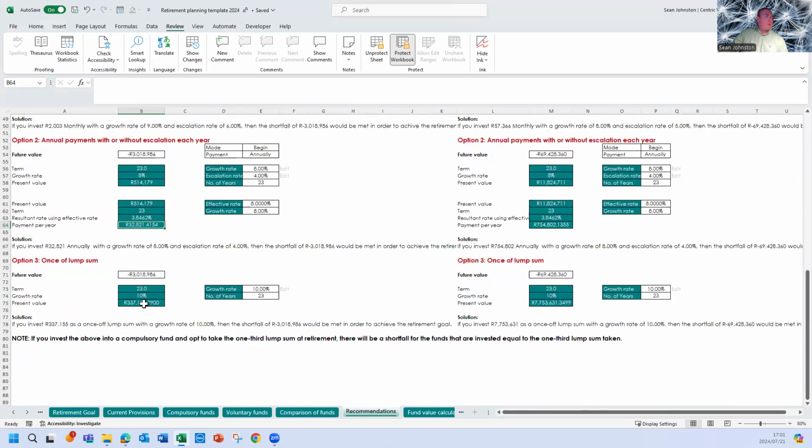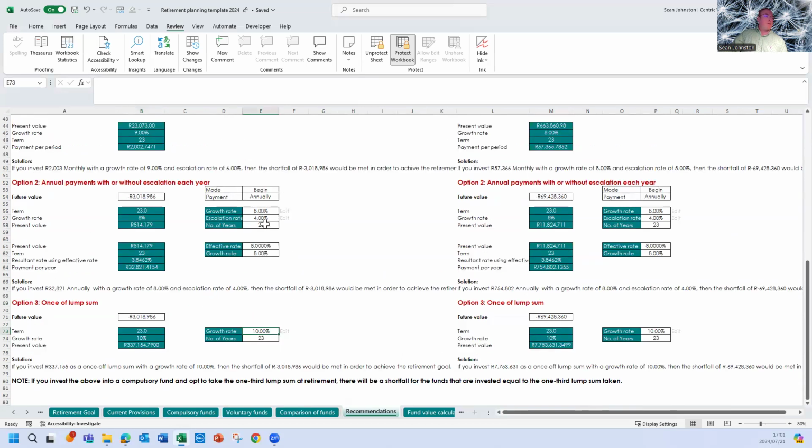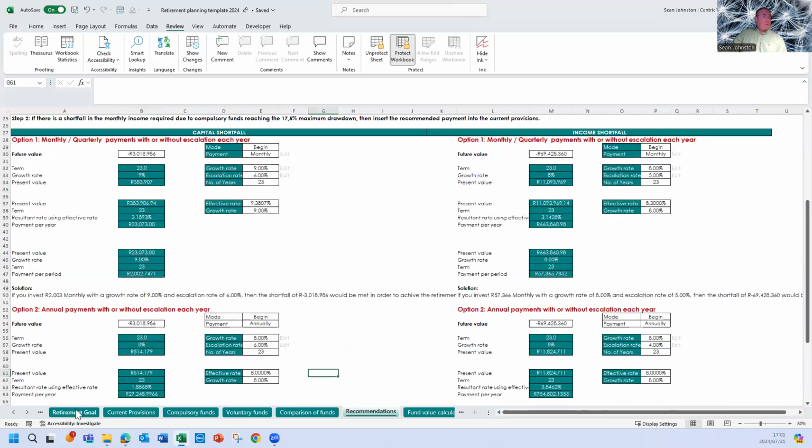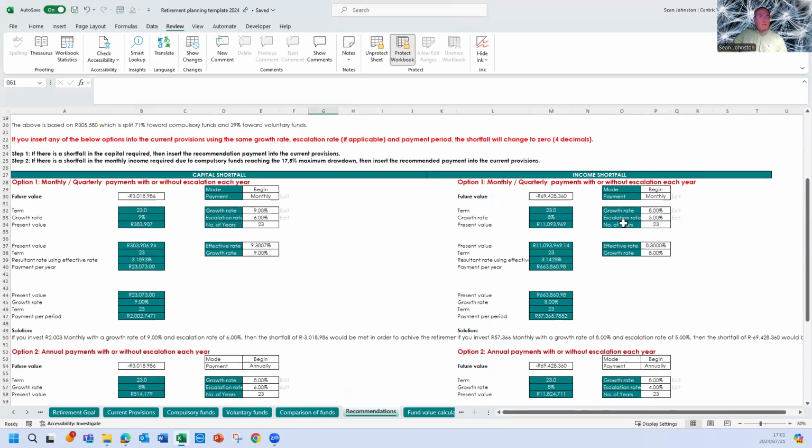And then lastly, the lump sum, if you had 337,155 invested over 23 years at 10%. Obviously, I've just left these defaulted here. Maybe it's 6%, could be less. Okay, so let's go back and put it to what it was, because I want to show you the section over here.